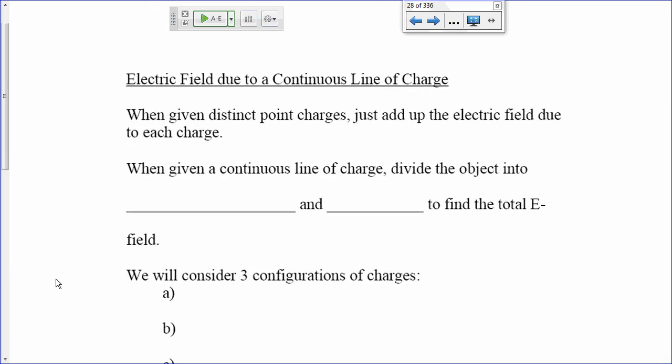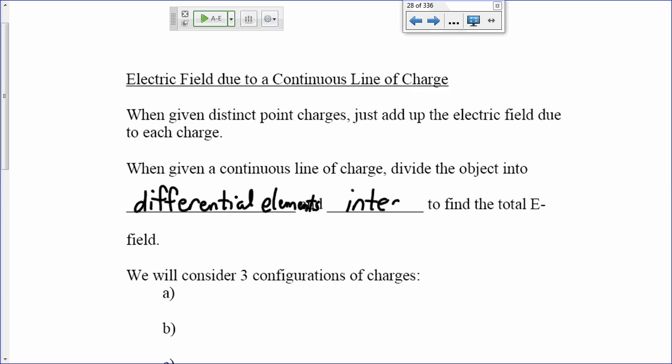I just want to write down the 3 configurations and we'll be wrapping up, okay? So when we're given these distinct point charges, you just add up the electric field due to each charge. That's like what we did. We just say the electric field due to this charge is this, and the electric field due to this charge is this, and then you add those up. But when you're given a continuous line of charge, you divide the object into differential elements. And then integrate to find the total E field.